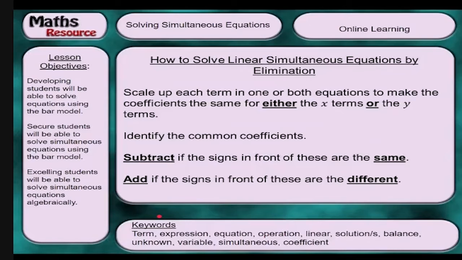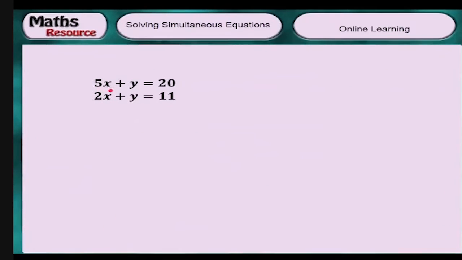Obviously, that's not going to happen all the time. Sometimes they're going to have different coefficients, so we're going to have to scale them up to make sure they have the same coefficients. When we're doing this, we need to take two things into consideration. If the sign's the same, then we're subtracting them. I'll show you some examples. If the signs are different, we're going to add them. So let's look at some examples. Here I've got 5x plus y equals 20 for that first equation. For the second equation, I've got 2x plus y equals 11.